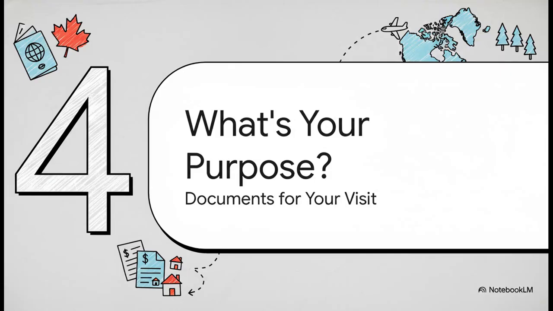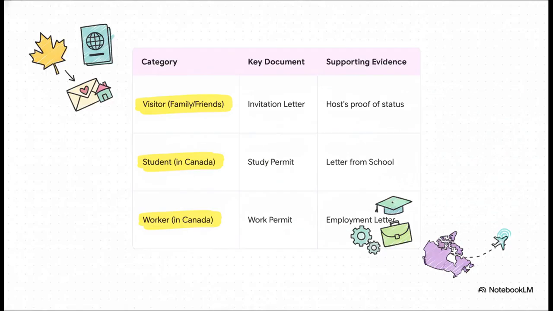All right, so we've covered all the documents that absolutely everyone needs. But the application gets a lot more personal from here. The next set of documents you need depends entirely on your specific reason for traveling to Canada. This table here breaks it down really well based on your situation. So if you're visiting family, that invitation letter and your host's Canadian status are absolutely key. If you're already in Canada as a student or a worker and you're just applying for a new visa, then you'll need your current permit and a supporting letter from your school or your employer.